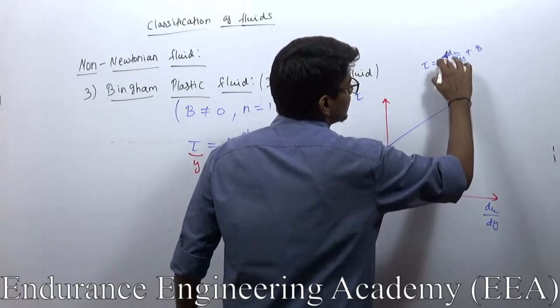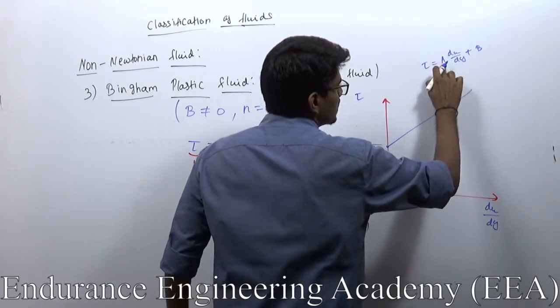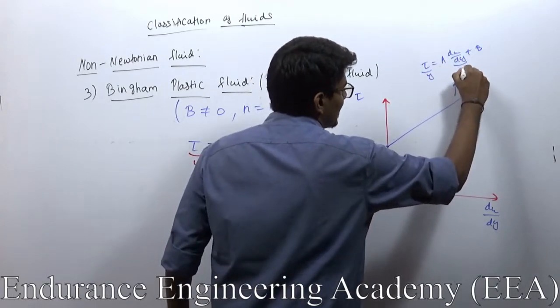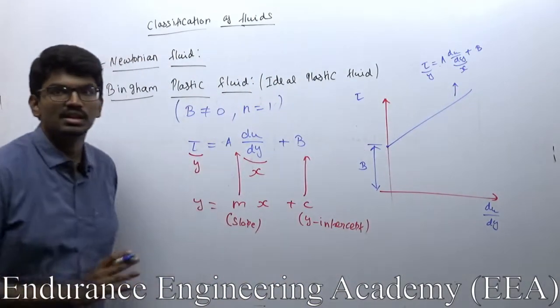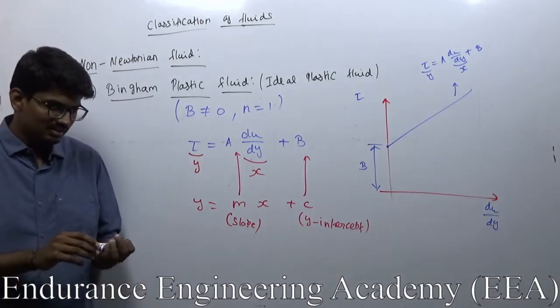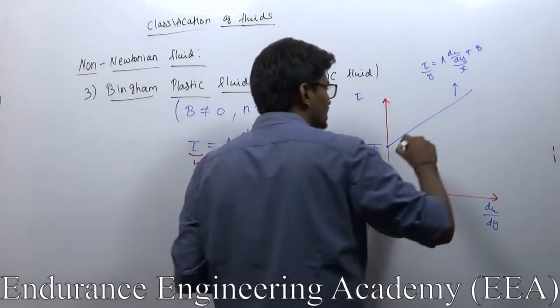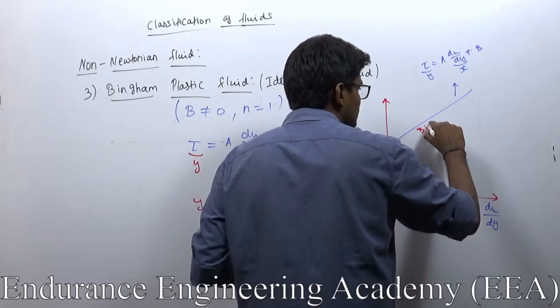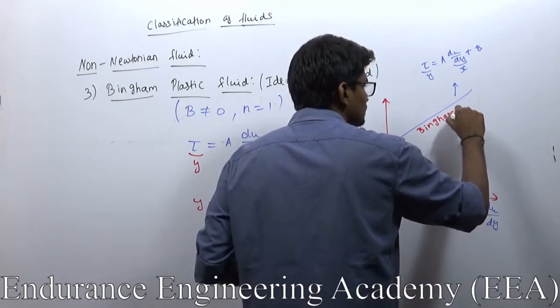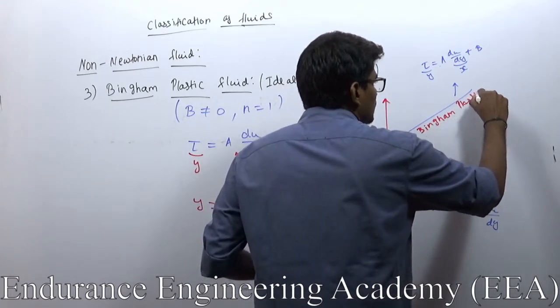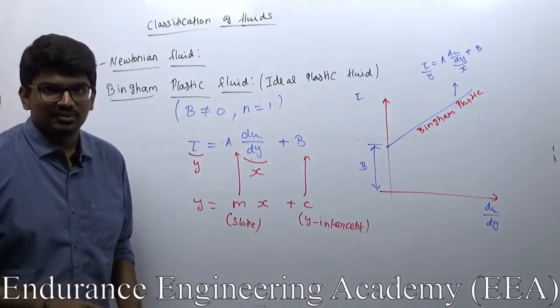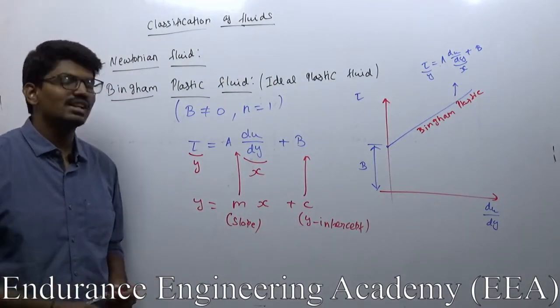So this is in the y axis, this is in the x axis, so it is the y equals mx plus c equation, and this line represents Bingham plastic, that we clearly know. This represents Bingham plastic, that is fine. But now what does it actually mean?